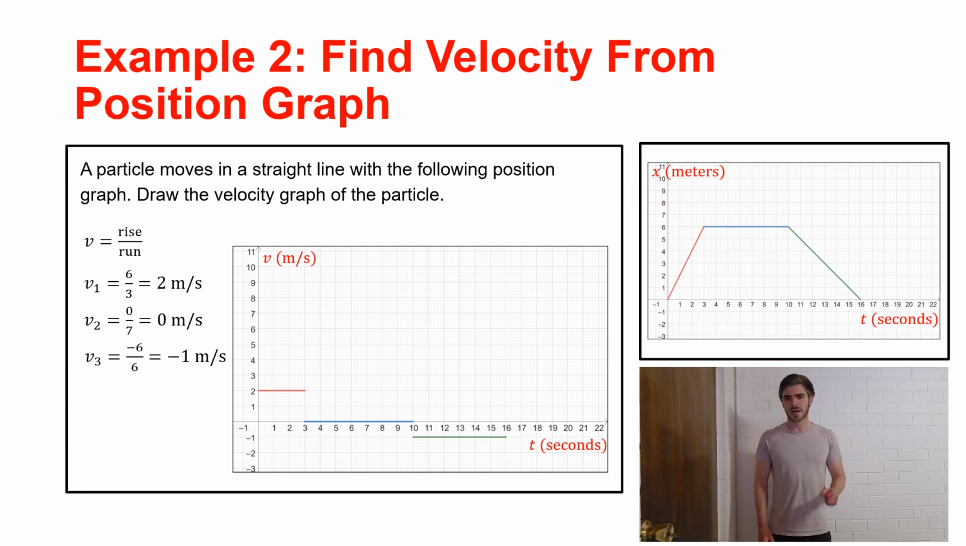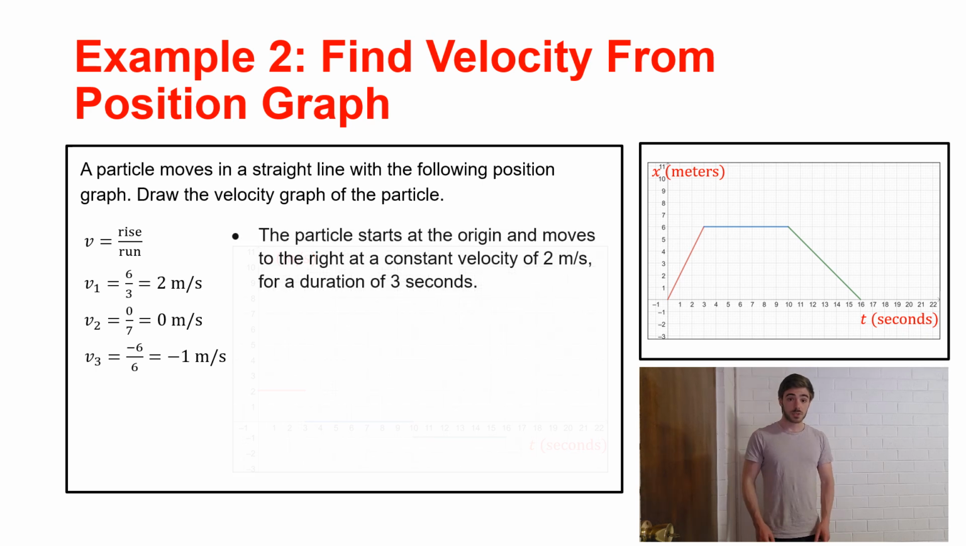Lastly, we should consider how to actually interpret this type of graph. One such sequence to describe the motion would be as follows. The particle starts at the origin and then moves to the right at a constant velocity of 2 meters per second, and it does so for 3 seconds. So we've hit 3 components there. We've talked about its position, its velocity, and the time duration for that interval.